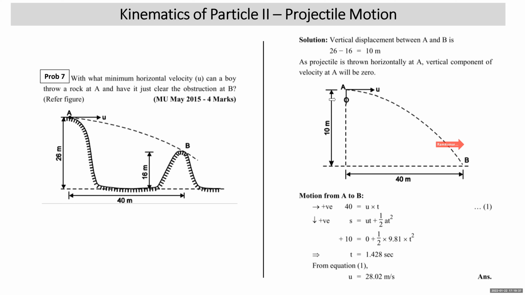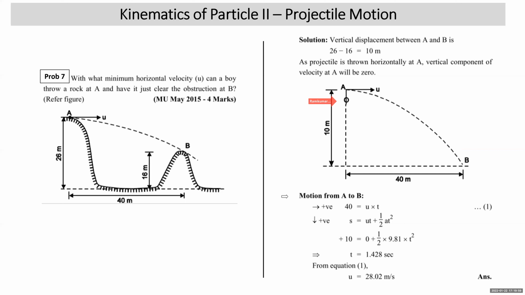Very important point for this kind of problems: whenever the projectile is thrown horizontally, you should remember that the initial vertical component of the velocity will be 0. This should be marked with a big 0 over here. So this 0 is indicative of what? The vertical component of initial velocity is 0.